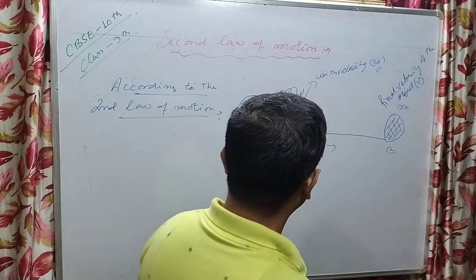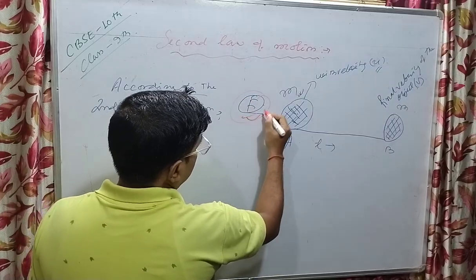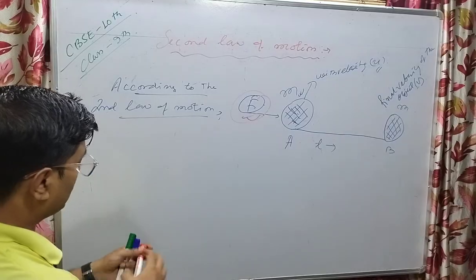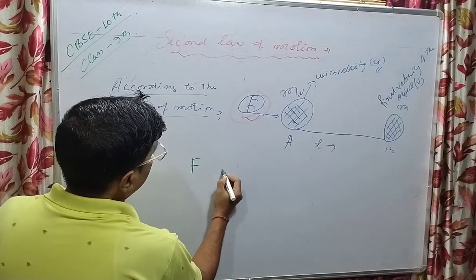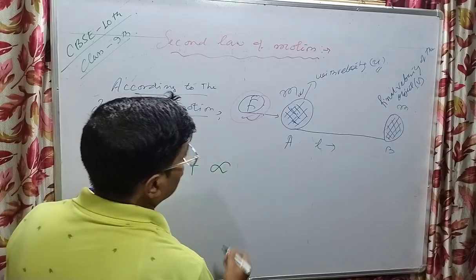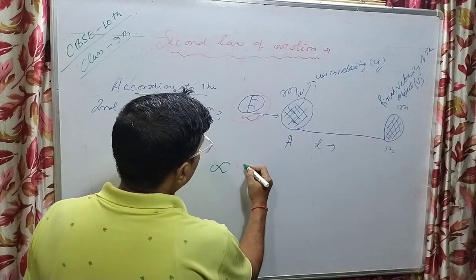Now the applied force here is F. According to the second law of motion, the applied force F is directly proportional to the rate of change of momentum.